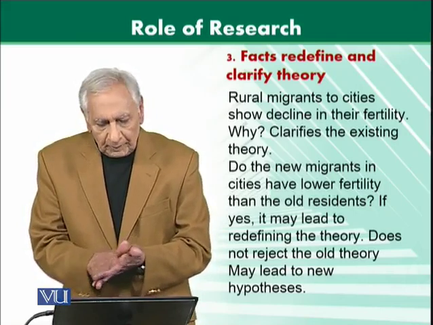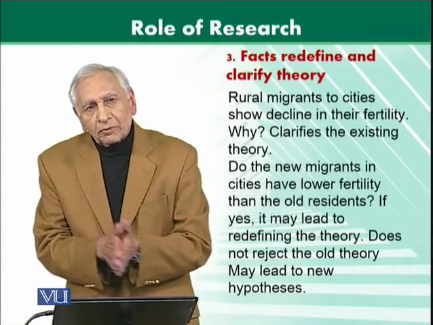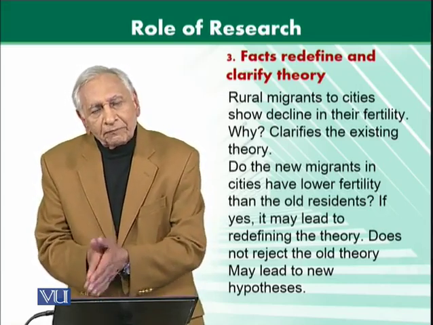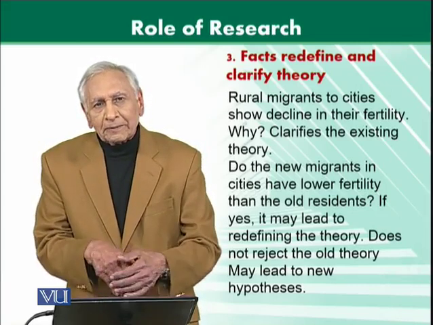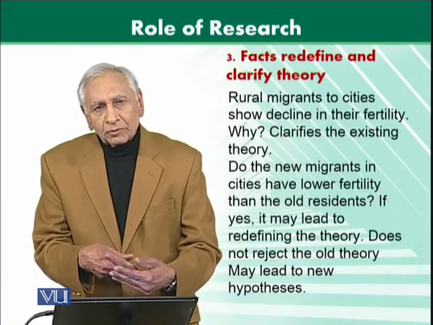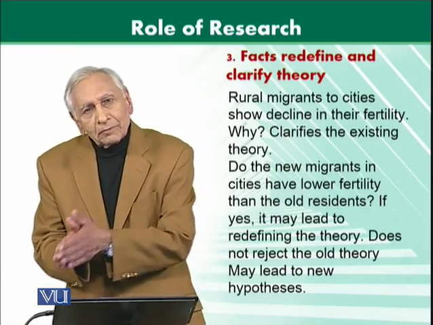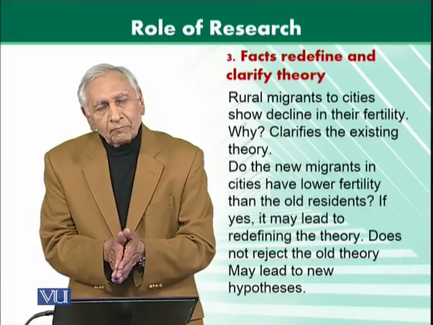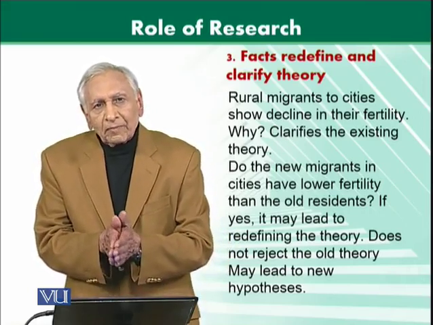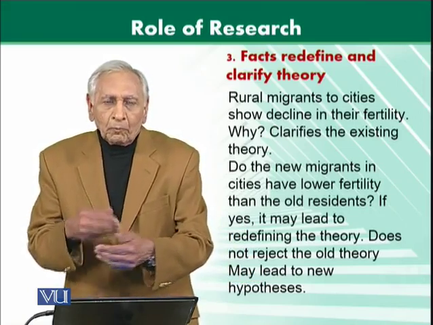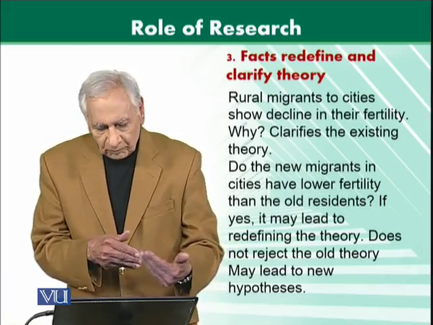So I would like to continue with the example of rural to urban. Definitely, it has been seen that in urban society, fertility goes down. Then, if rural migrants are there, do they follow the same kind of trend with respect to the decline in fertility, or is their decline different from the population which is already there?